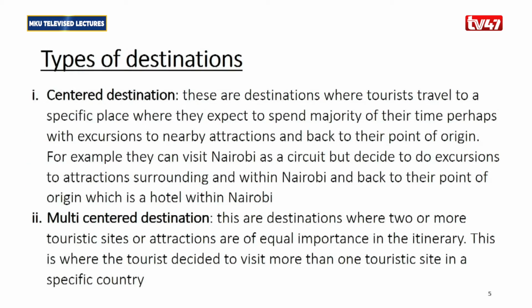Now, which are the types of touristic destination? One, we have centered destination. When you talk about centered destination, this is normally a specific place where this tourist will spend most of the time. And you find that this place has sites of interest very near, meaning that this tourist will visit a different place nearby for excursion, but still will go back to the same point, meaning that there's an aspect of going back to the original point. It can be maybe within a hotel, but in the same specific place.